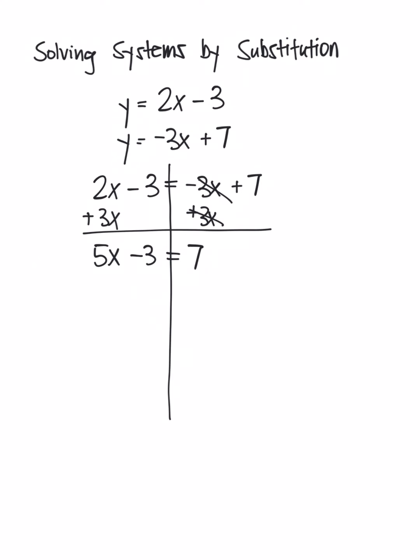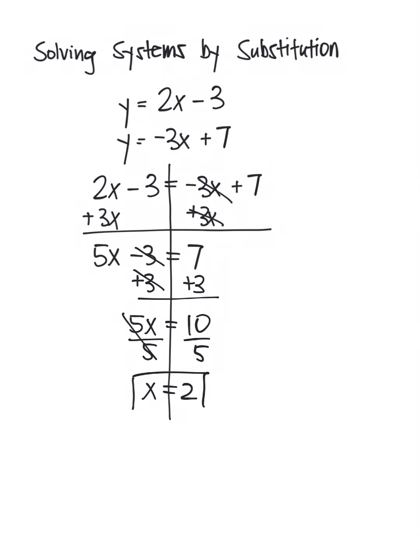All right, I'm going to continue isolating the x to solve for x. So I'm going to get rid of this negative 3 by adding 3 to both sides. All right, that's gone, and now I have 5x and that equals 10. All right, continue to isolate the x, divide by 5, and x equals 2.